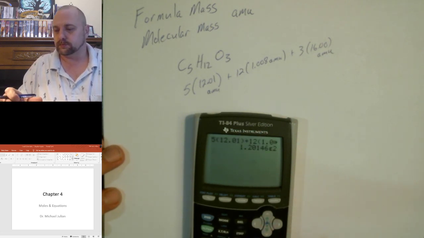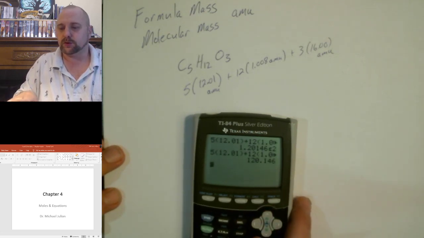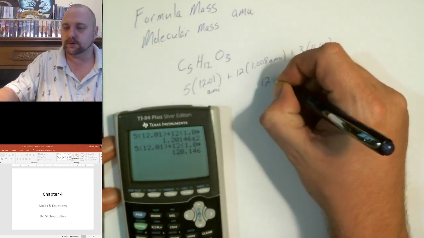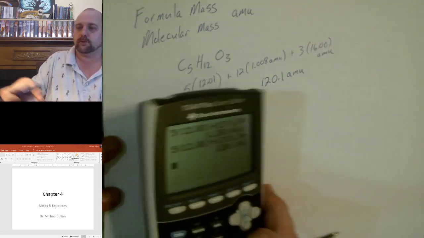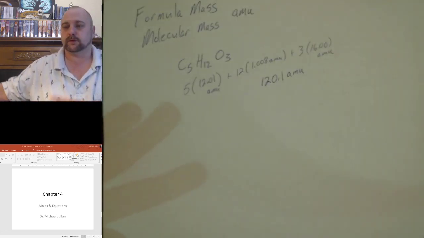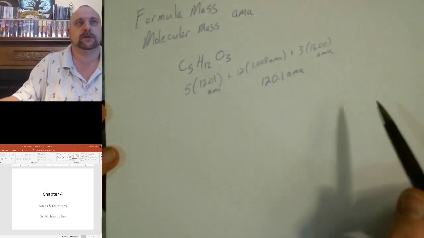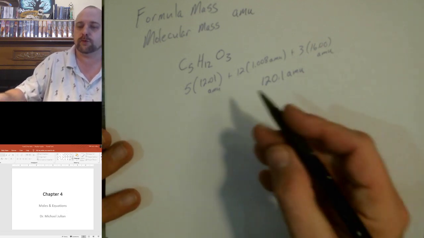Oh, no. Let me do that again. 120.15. I'm going to call that 120.1 AMU, and I'm just going to keep 4 sig figs. Just keep things nice and simple. And so this would be 1 molecule of C5H12O3. Now, why do we use formula mass?